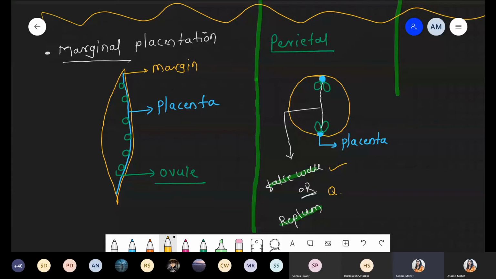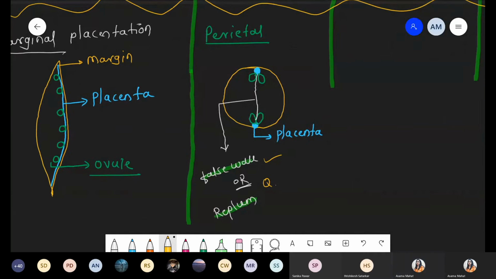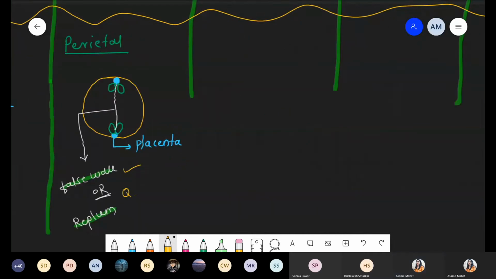So this is the second part, that is parietal, and there is one question already asked: replum, and where this replum is present. Very common in mustard. Now the third one, axial placentation, which is the most common in angiosperms. Whenever we talk about axial, we discuss a bilocular to multilocular ovary pattern. Bi to multi. So we will try to draw a trilocular structure.